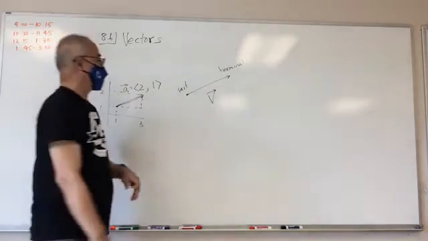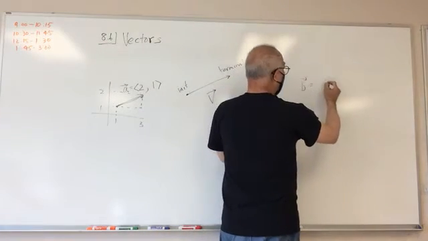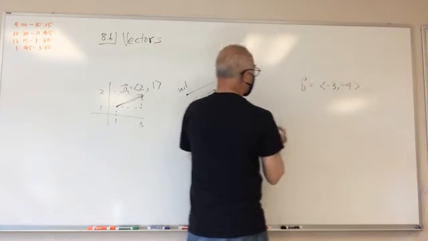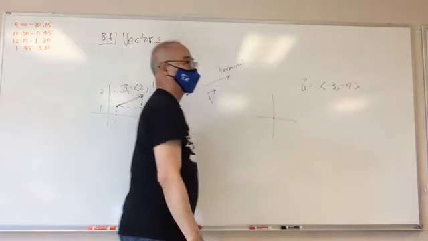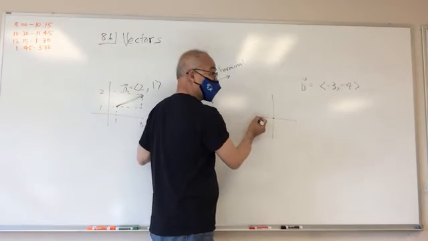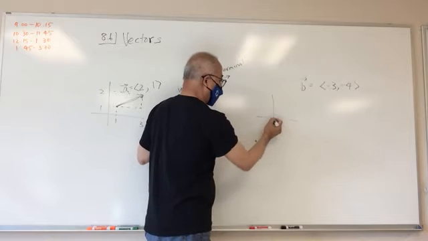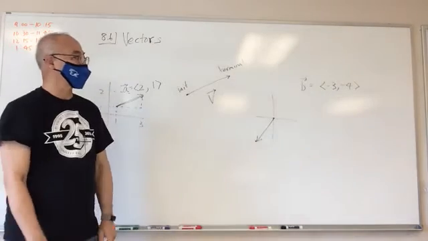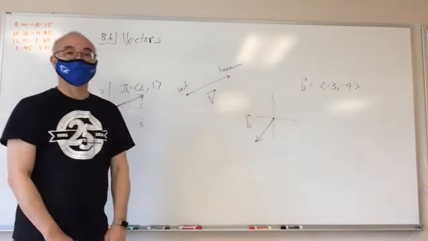If I told you to draw a vector like this, and I gave you a starting point of the origin, how would you go? You would go -3 in the x, -4 in the y. This would be your endpoint. That would be your vector. This would be vector B. Okay, we understand how to draw vectors?